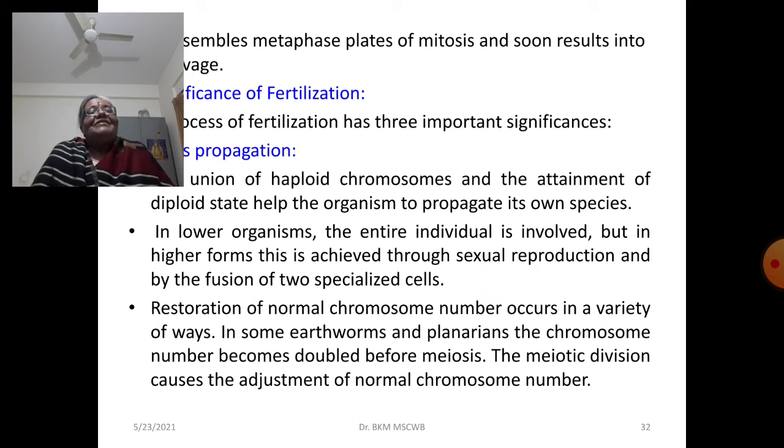That is the restoration of diploidy, what we say. Then in lower organisms, the entire individual is involved, but in higher forms, this is achieved through sexual reproduction and by the fusion of two specialized cells. Then in a few other organisms like earthworms, planarians, etc., restoration of normal chromosome number occurs in a variety of ways. What happens here is the chromosome number gets doubled just prior to meiosis, and the meiotic division causes the adjustment of the normal chromosome number.